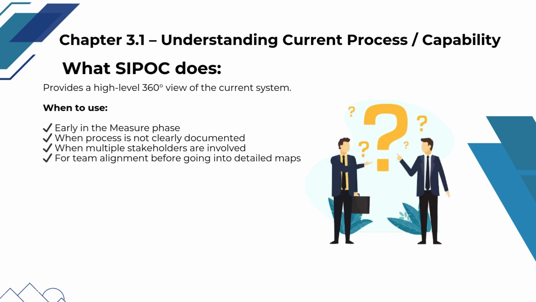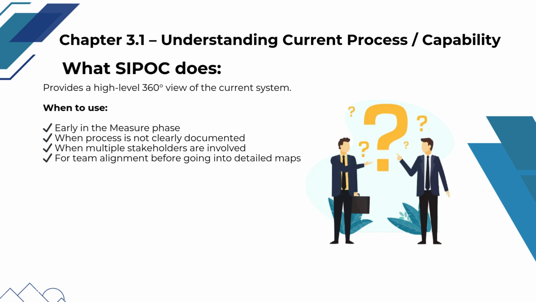SIPOC provides a high-level 360 view of the current system and is typically used early to create clarity and alignment before detailed analysis begins. It is especially valuable when the process is not clearly documented, when multiple stakeholders are involved, or when the team needs a common understanding before moving into detailed process maps.